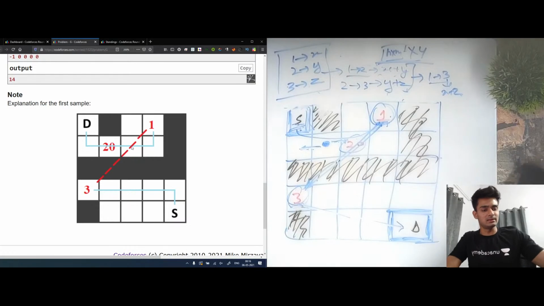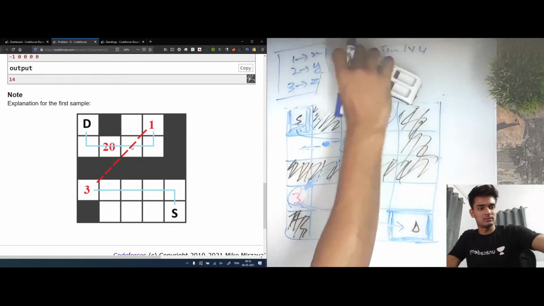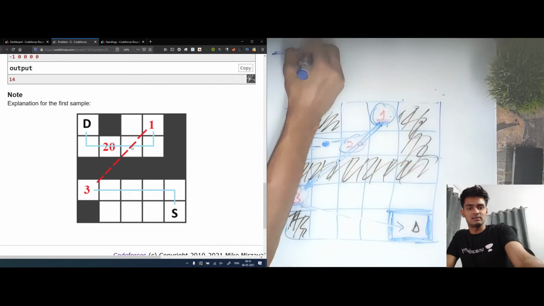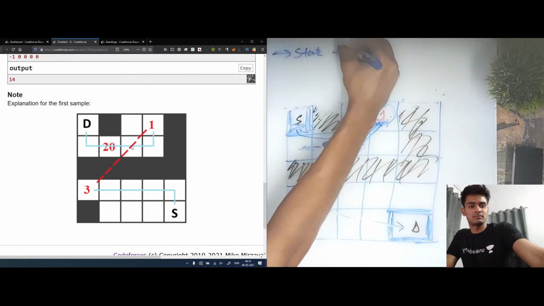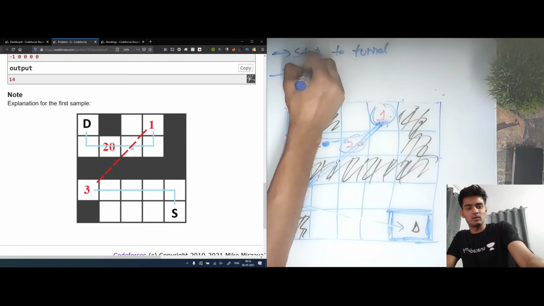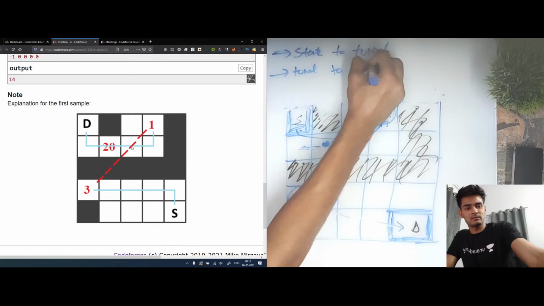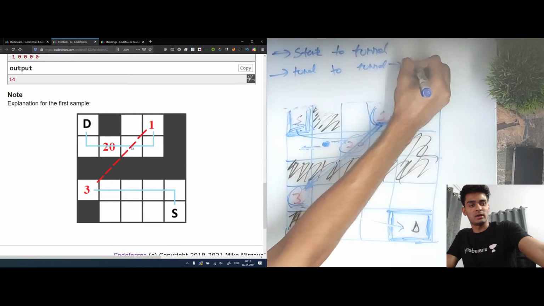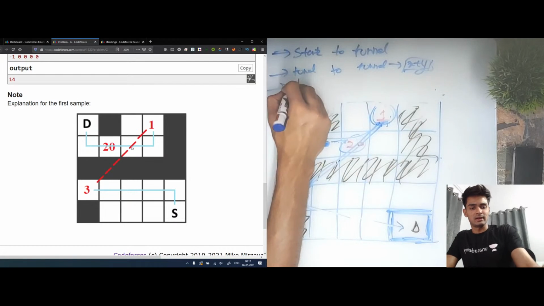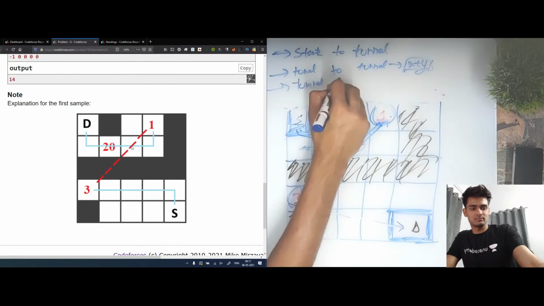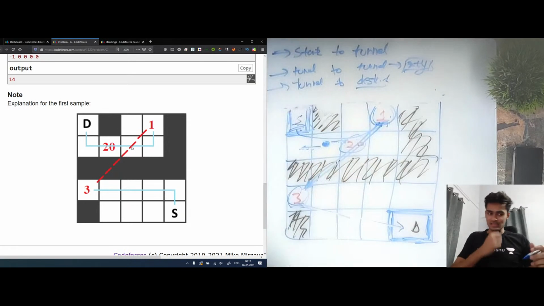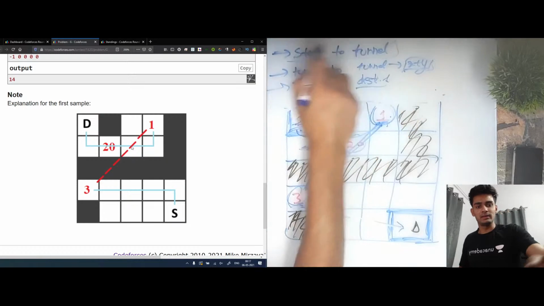So as you can see, there are 3 things to mention. The first is start to tunnel. The second is tunnel to tunnel, which is nothing but x plus y, whatever two tunnels we choose. And the last part is tunnel to destination. Okay. Now let's see how to find these.